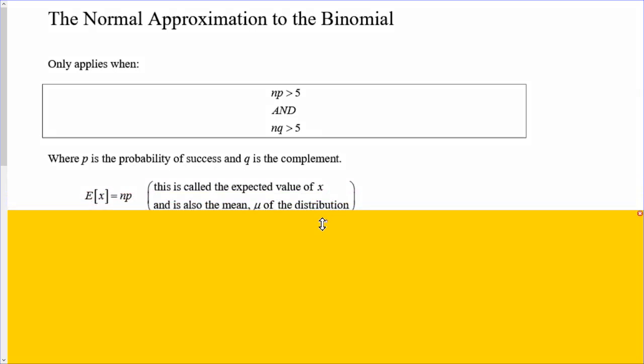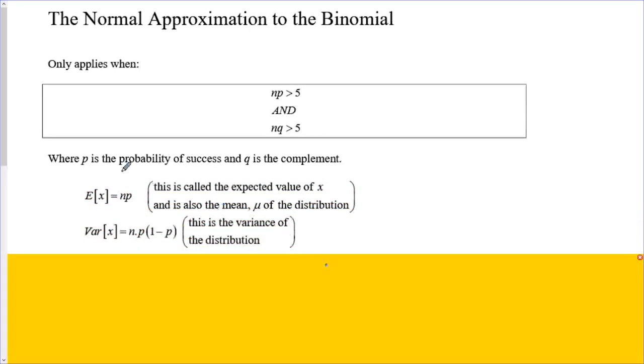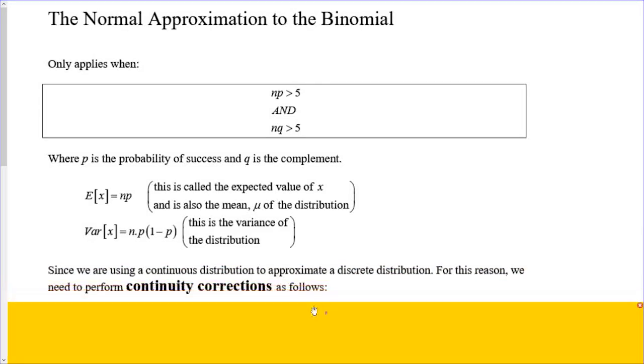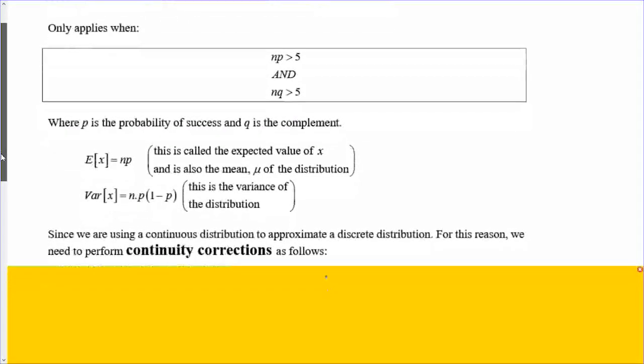Then there are two formulae given on the formula sheet. One is the expected value, which is n times p. It's also called the mean. And there's the variance, which is n times p times q. Now remember that for our purposes, we're going to use the standard deviation, so we're going to need to square root that result. The other really important thing is that we need to apply what are called continuity corrections.